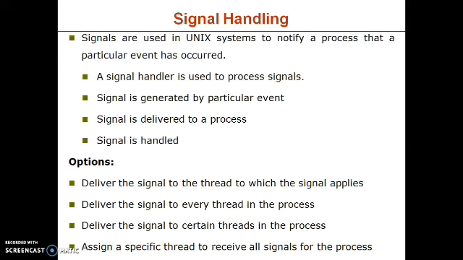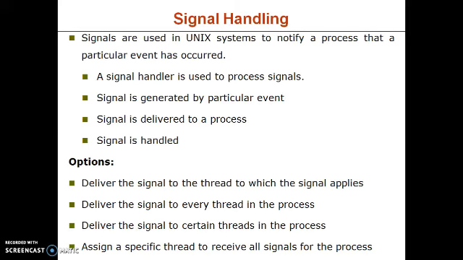deliver the signal to the thread to which the signal applies, deliver the signal to every thread in the process, deliver the signal to certain threads in the process, and assign a specific thread to receive all signals for the process. Till now we were discussing processes, but here we have a number of threads. So when a signal is generated in the process, how exactly should it be dealt with among the threads? Here we have the different options given.